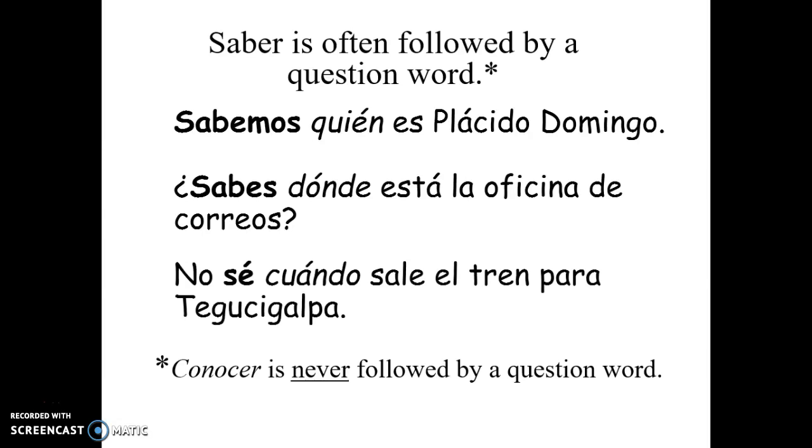No sé cuándo sale el tren para Tegucigalpa. I don't know when the train leaves for Tegucigalpa.